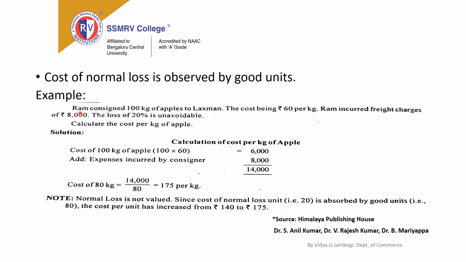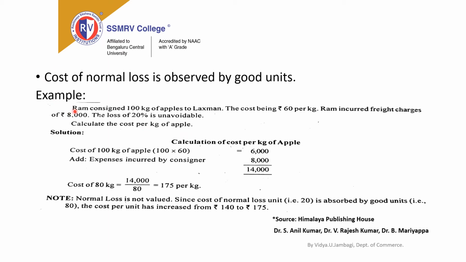I have taken up a simple problem here. Mr. Ram consigned 100 kgs of apple to Mr. Lakshman, the cost being rupees 60 per kg. Ram incurred freight charges of rupees 8,000. The loss of 20% is unavoidable. Calculate the cost per kg of apple.